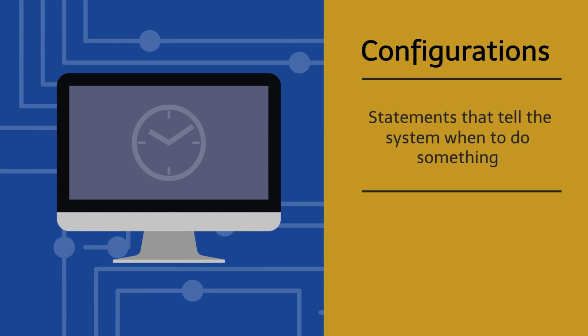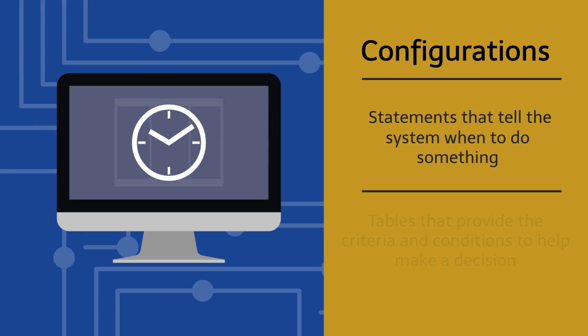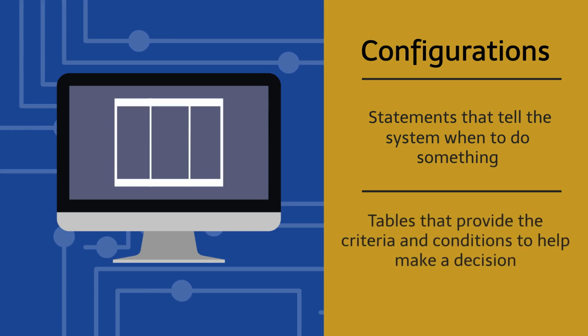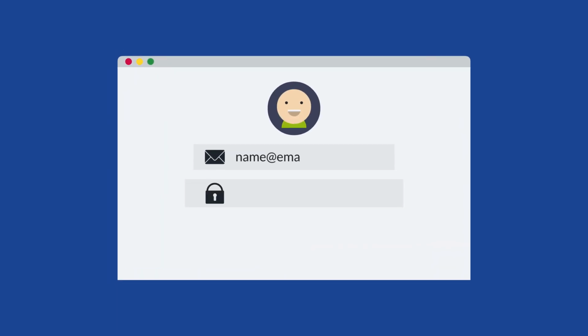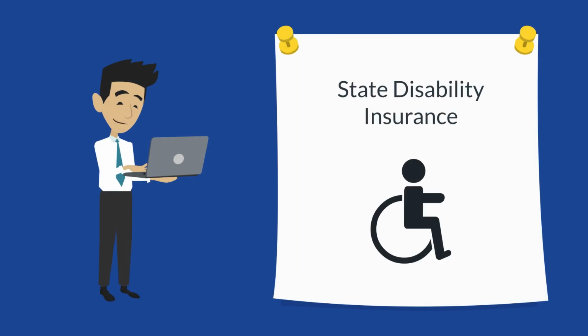Configurations are statements that tell the system when to do something, or tables that provide the criteria and conditions for the system to help make a decision to meet the business need. An example of a configuration includes, the system shall allow authorized users to configure attributes needed to determine state disability insurance.